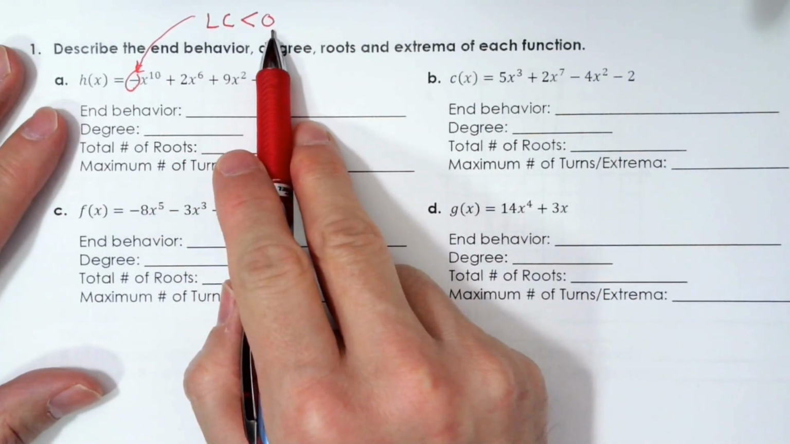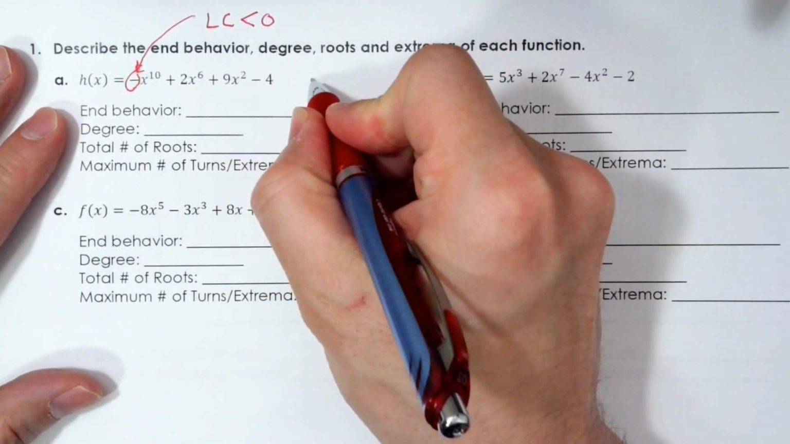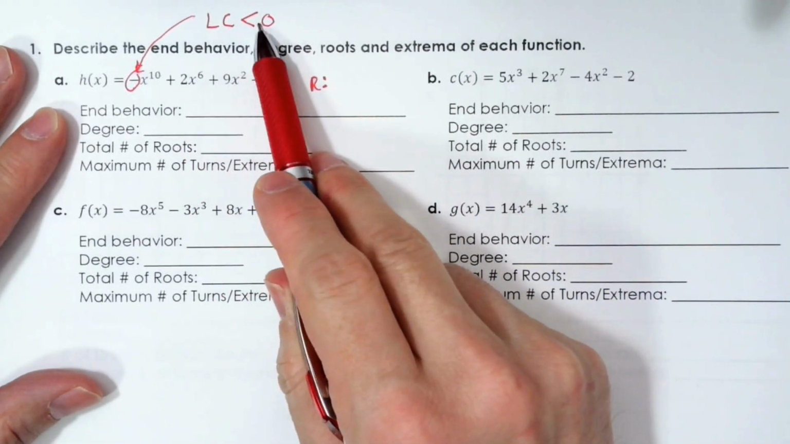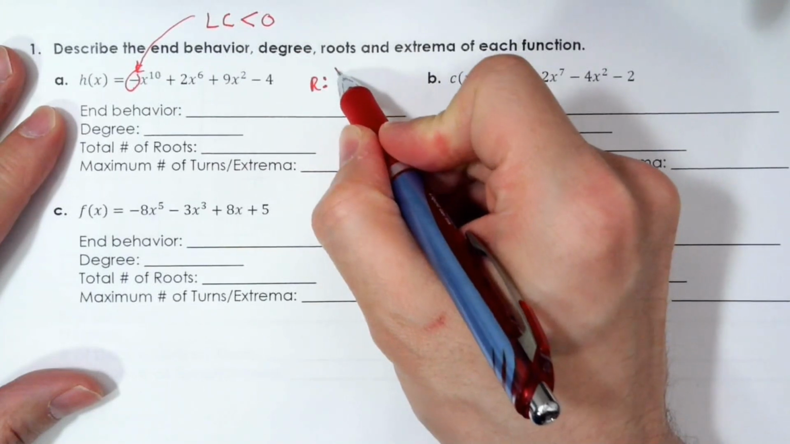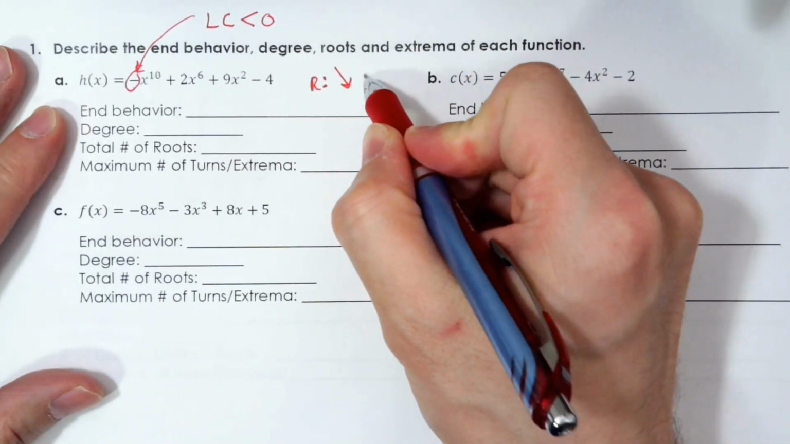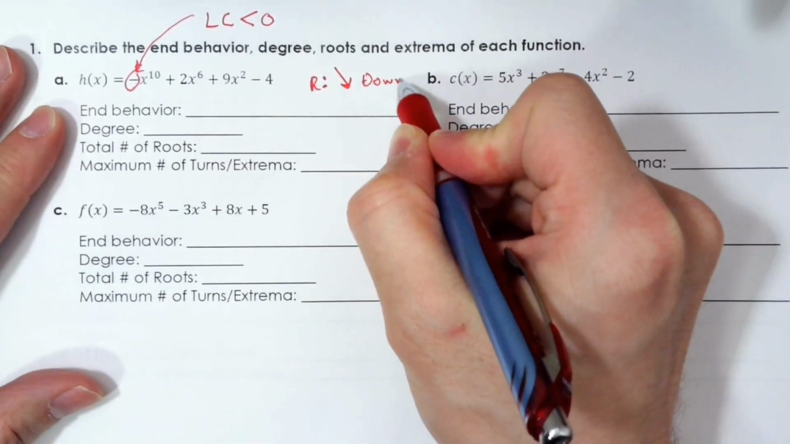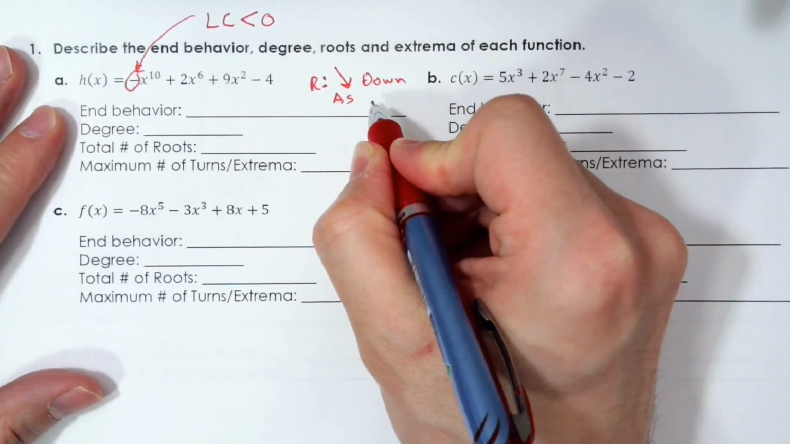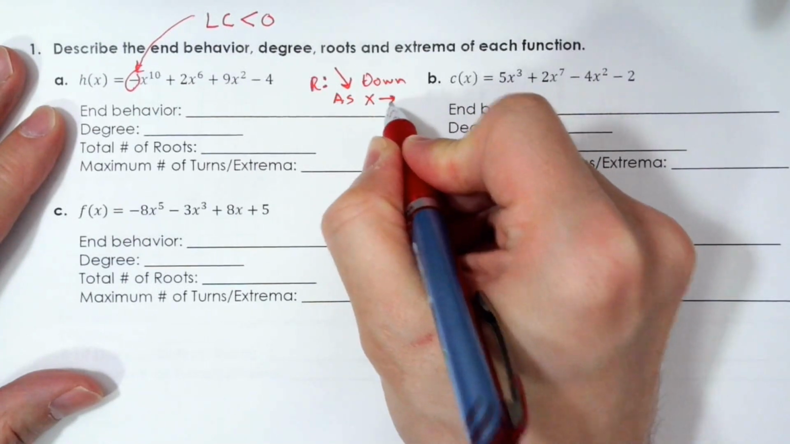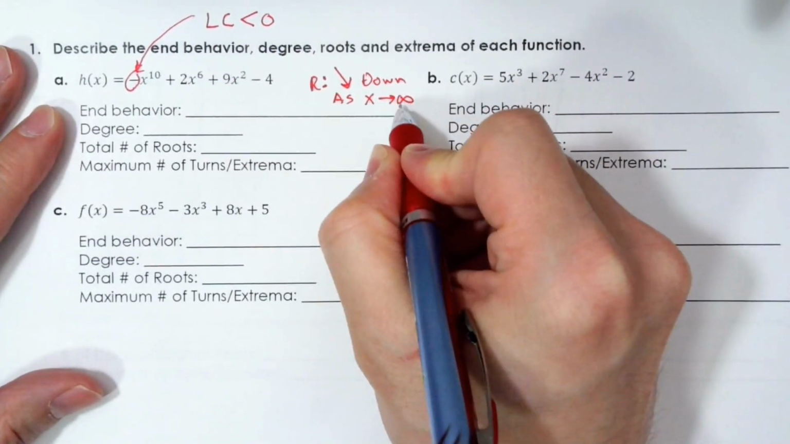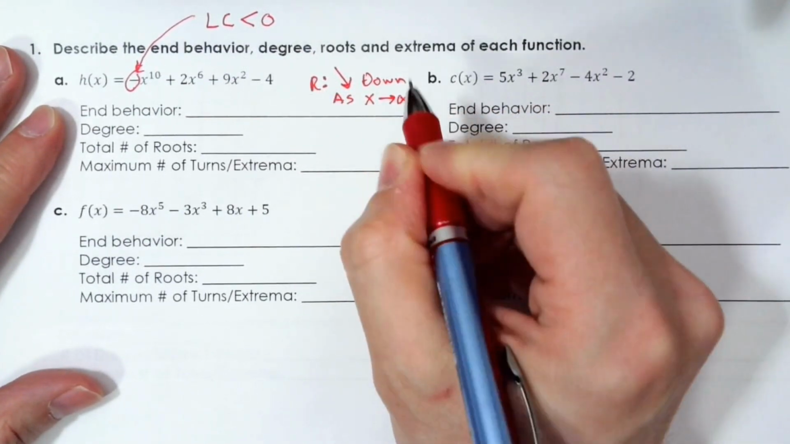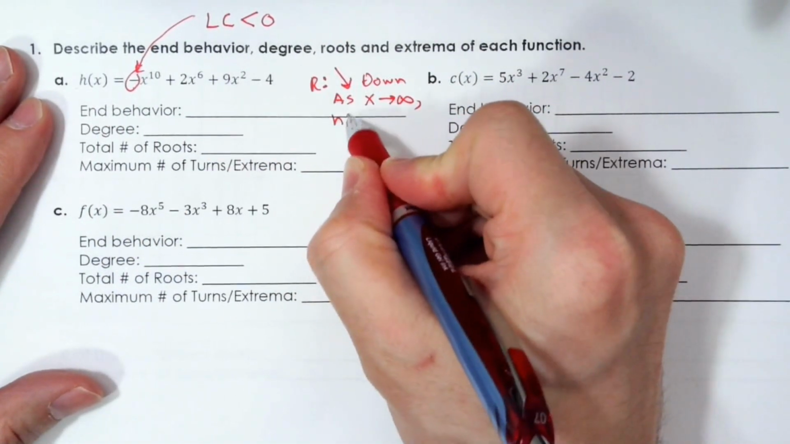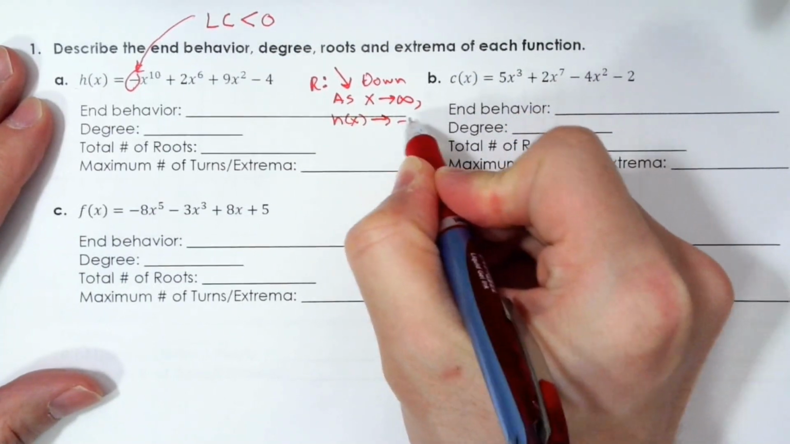The leading coefficient determines the right end behavior. The leading coefficient's negative. You could say the right end behavior is down. You could use the word down. Or you could write it as x goes to infinity, because x is getting very large, because that's the right end behavior. The outputs of the function, h of x, are going to -infinity.